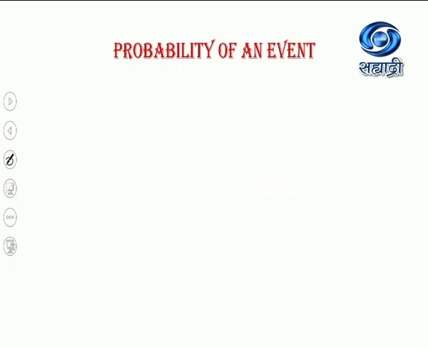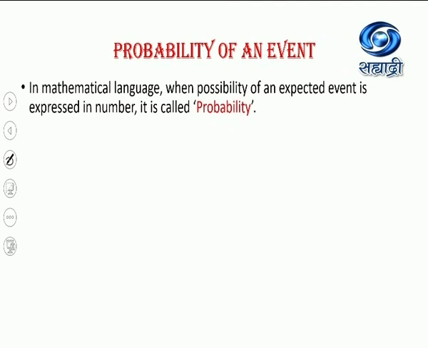So prepare well. Probability of an event is a very, very important topic from this lesson. You need to prepare this topic very well. This topic is also very easy because there is only one formula that you need to know. So let us see what is meant by probability. In mathematical language, when the possibility of an expected event is expressed in number, it is called probability.